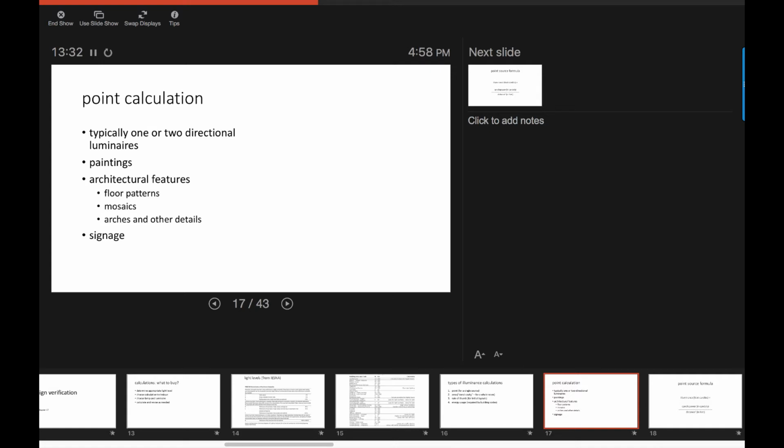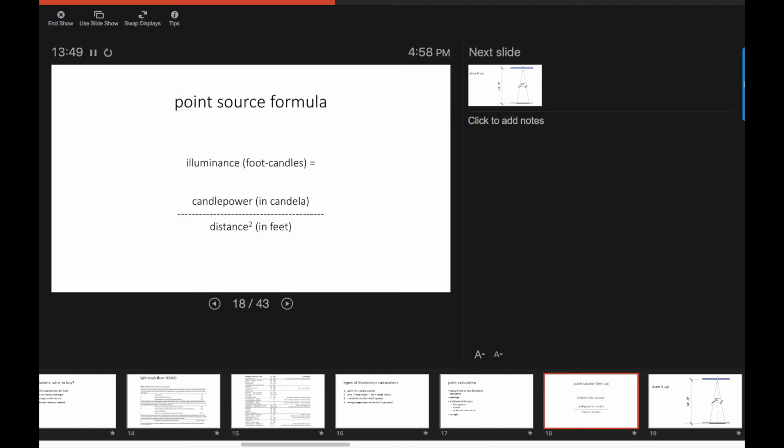So let's take a look at a point calculation. Typically, you have 1 or 2, maybe 3 luminaires. Very common for paintings or architectural features, floor patterns, mosaics, arches, signage, things that you want to highlight as brighter than the adjacent surfaces. And there's a fairly simple formula. Illuminance in foot candles on the surface you're trying to light equals the candle power, and remember, this is the luminous flux, the directional light coming out of a light source, divided by the distance squared.